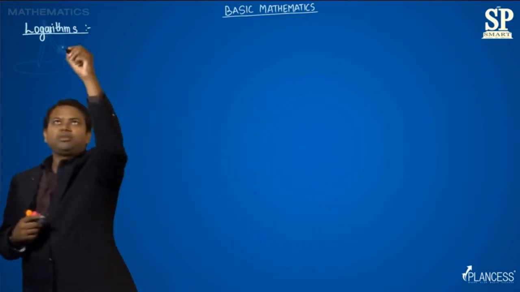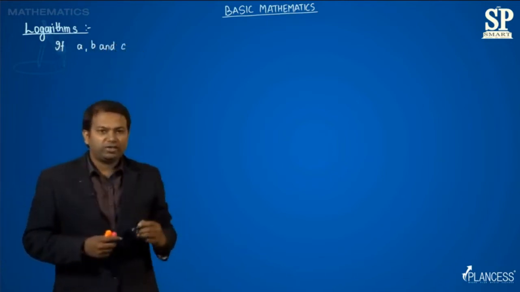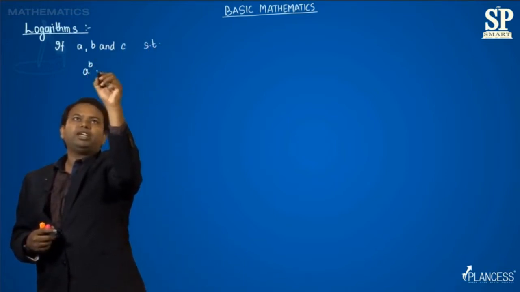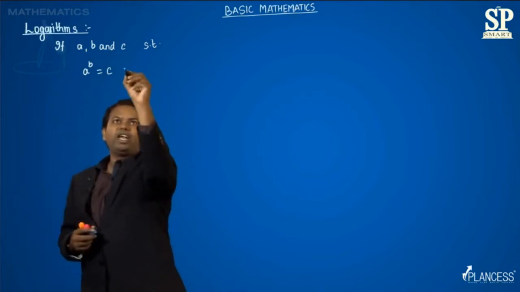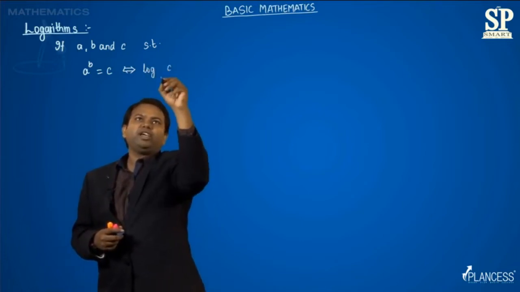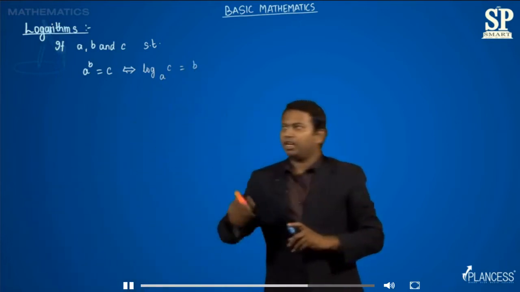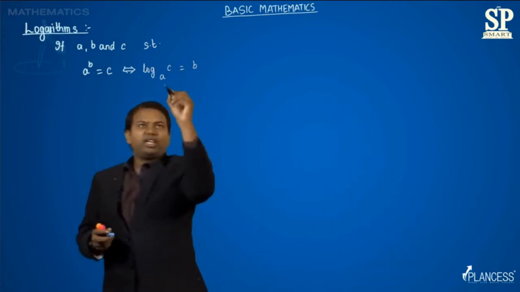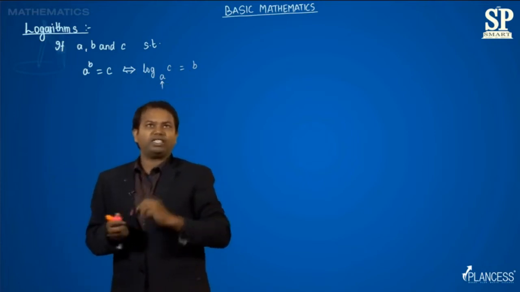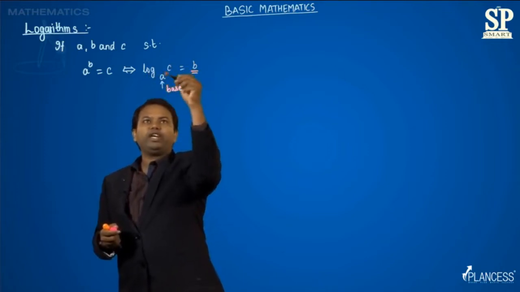So if A, B and C are three real numbers such that A to the power B is equal to C, then we can reversibly write this equation as log of C to the base A is equal to B. Basically, this number A is written a little below the normal line, and it is known as the base, and B is the output of log C to the base A.